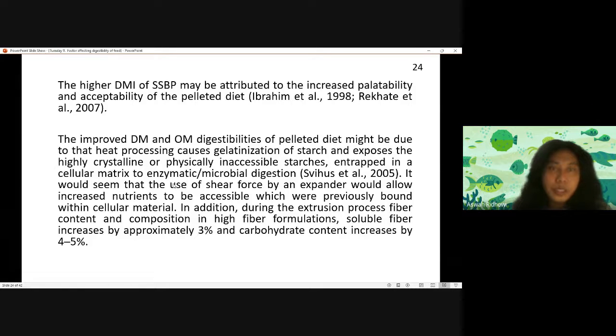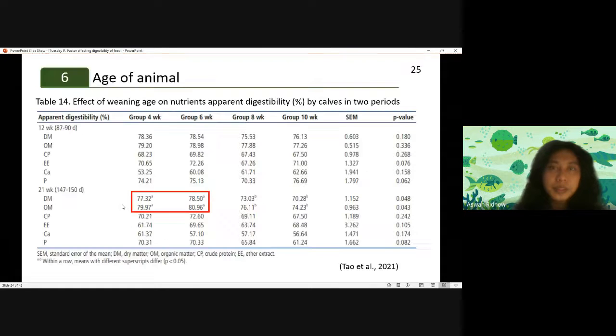It would seem that the use of shear force by an expander would allow increased nutrients to become accessible that were previously bound within cellular material. In addition, during the extrusion process, in high fiber formulations, soluble fiber content and composition increased by approximately 3% and carbohydrate content increased by 4 to 5%.